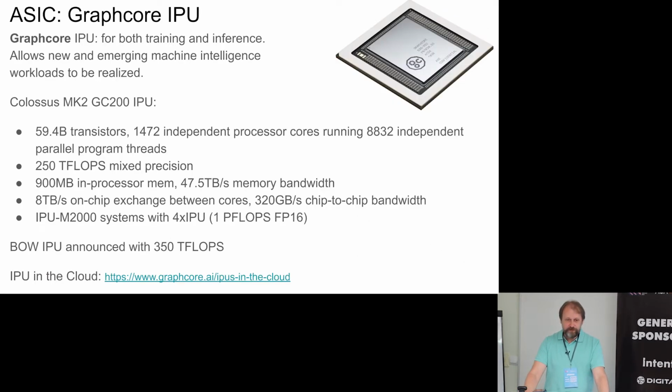GraphCore is another interesting UK-based company. They produce their own IPU. Again, a special type of processor. It's pretty big, pretty interesting processor. Again, its architecture is a separate interesting thing. Just dive into it and try to understand how it is different from any other solution. It has its own software stack to compile programs to use on IPU.